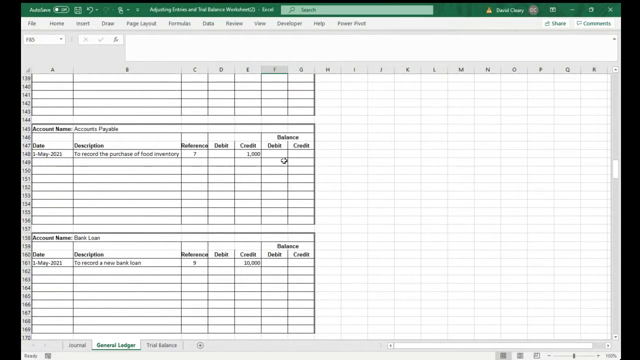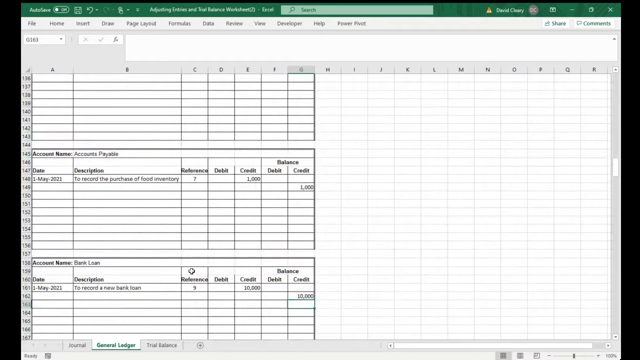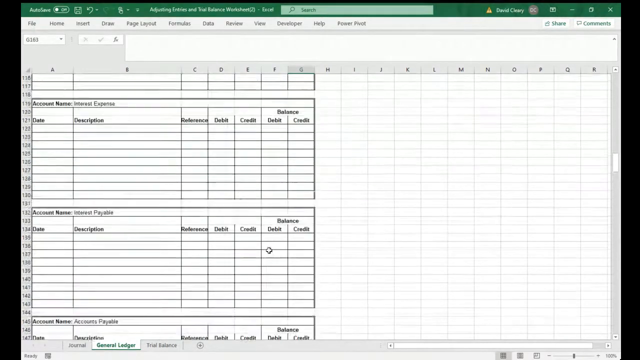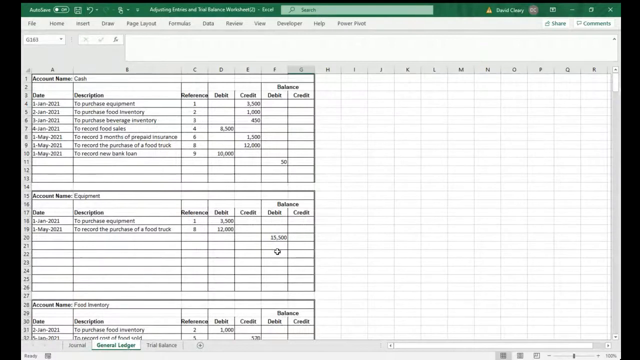We do have a credit entry of $1,000. So we have a credit balance of $1,000 because it's the only entry. Our bank loan here, we have a credit entry of $10,000. So it's only one, so we'll have a credit balance of another $10,000. And then we're done. Okay. So before we continue to post these balances to the trial balance, I'm going to stop sharing my screen and see if you have any questions.